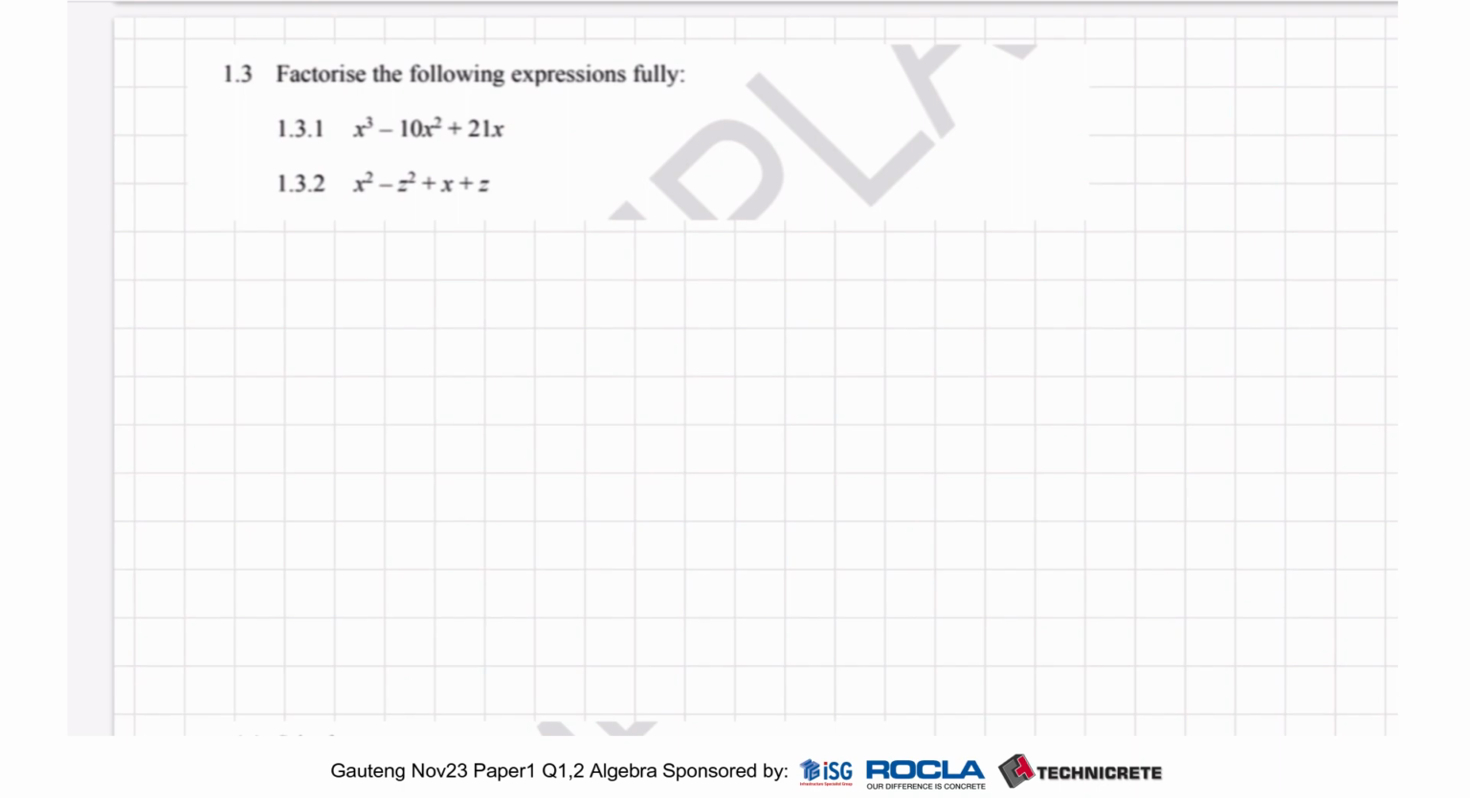Now 1.3 asks us to factorize. So for 1.3.1, the first thing that I notice is that I've got a common factor of x in all of these terms. So I'm going to take out that common x, and I'm left with a bracket where the first term is x squared, the second is minus 10x, and the last is just 21. Then I can factorize the bracket even further because this is a quadratic expression. So I'm going to leave the x on the outside of the bracket, and my one bracket is now going to become 2 brackets.